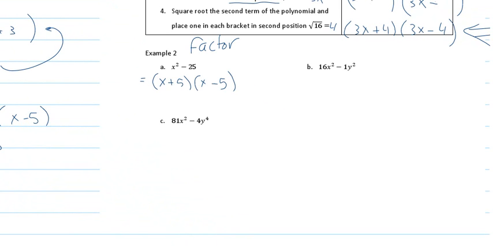Is it a binomial or a trinomial? Binomial, right? Because tomorrow we're going to learn the trinomial thing. So is it a binomial or a trinomial? It's a binomial. Good. Are they perfect squares? Let's look at 16x squared. Is it a perfect square? Yes, 16 is a perfect square. x squared is a perfect square. How about 1y squared? It is. 1 squared is 1, and y squared is a perfect square. Good. Is there a minus between them? Yes. So what would be my answer for this?